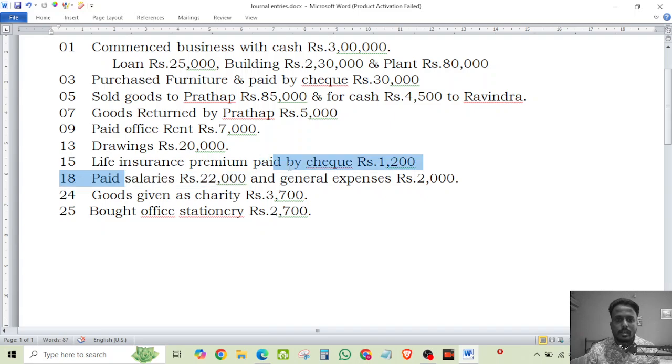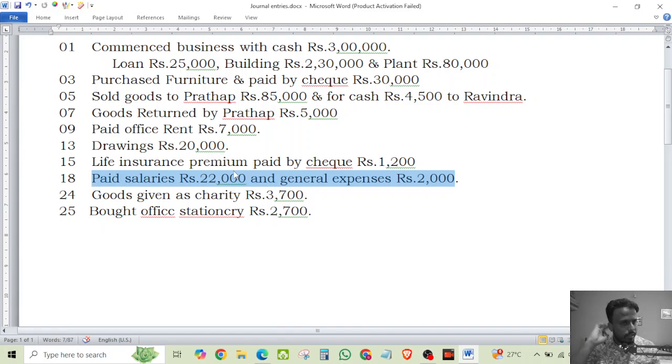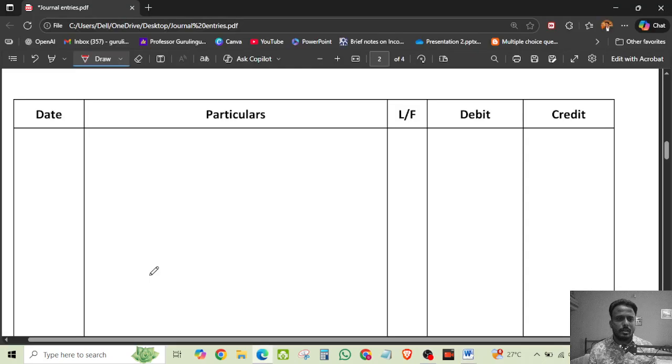Paid salaries and general expenses. Again one more compound entry. Whenever two transactions are given on the same date, there is a compound entry. You are not supposed to get surprised by this, because in a business a number of transactions may happen on the same day. So therefore here 18th is the date.